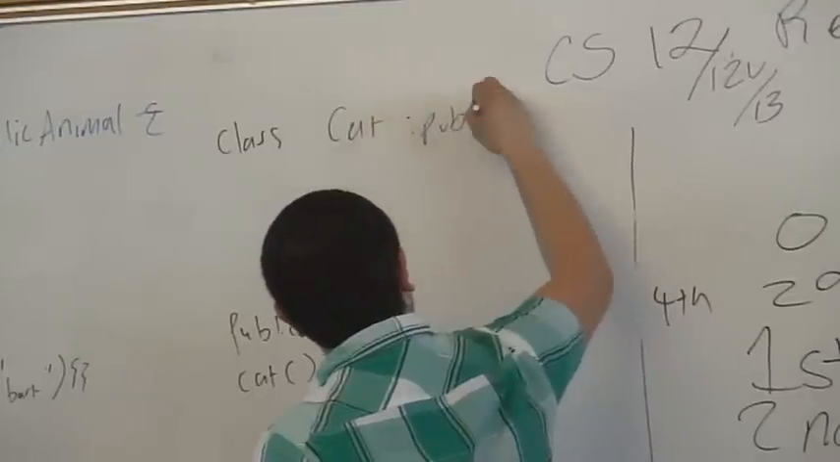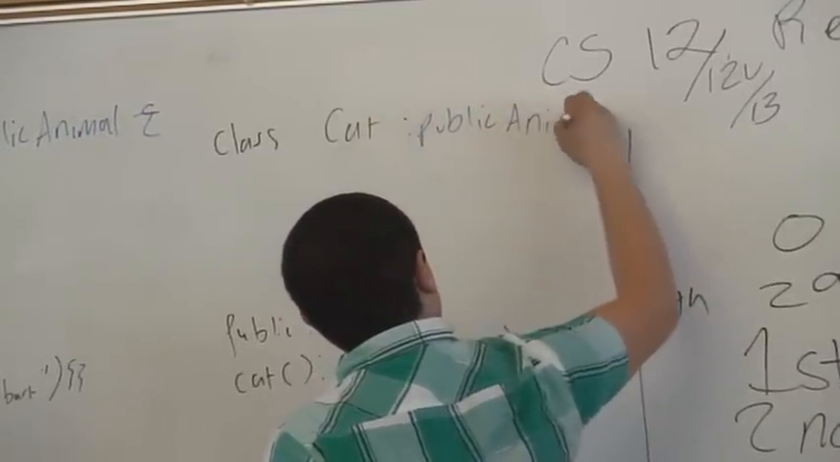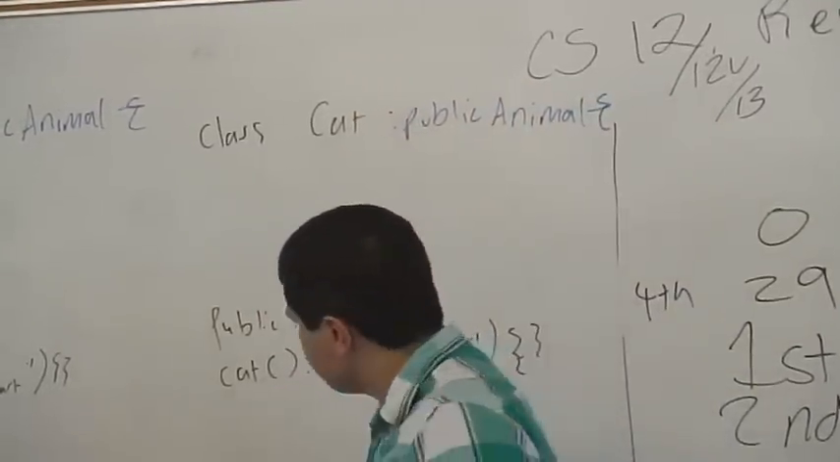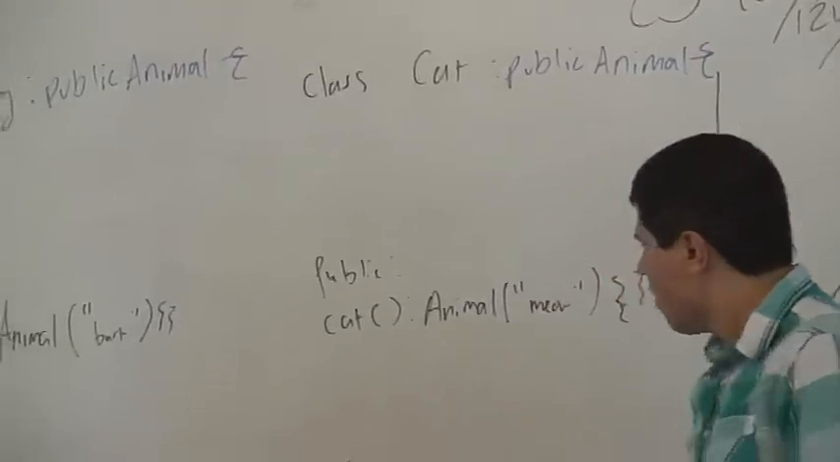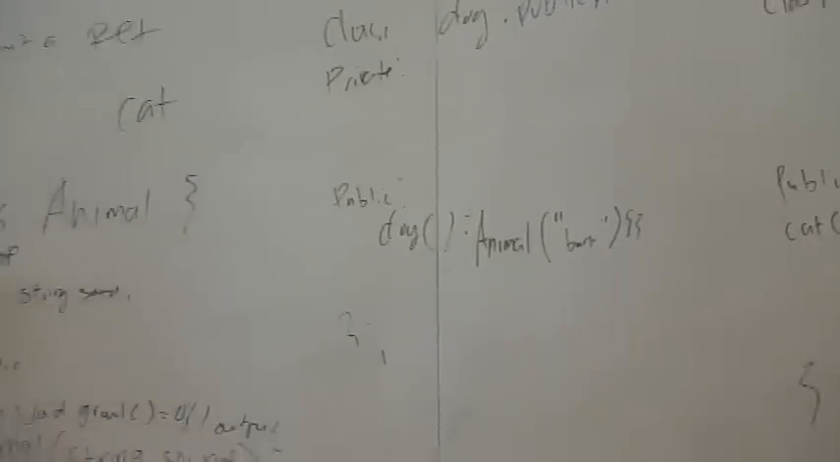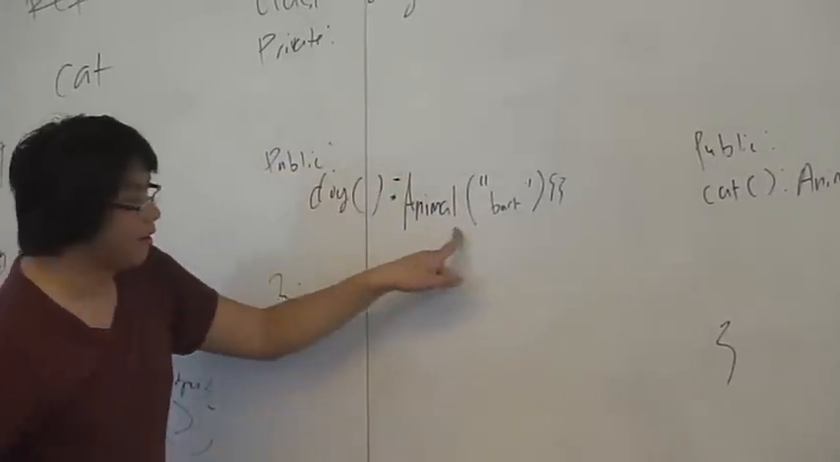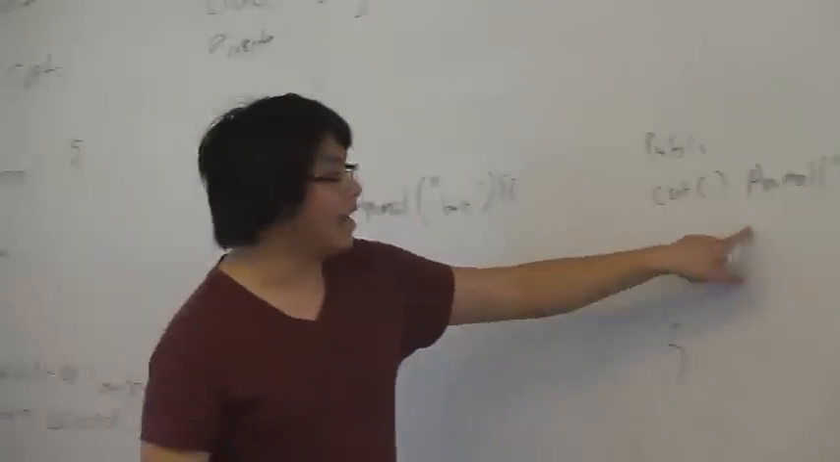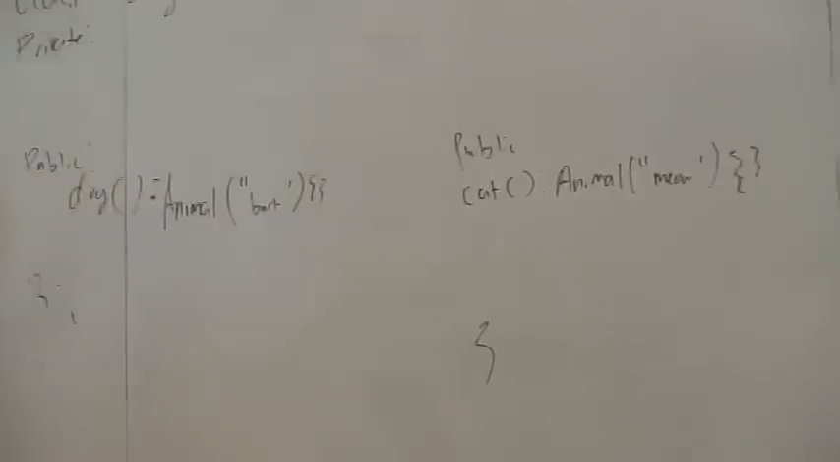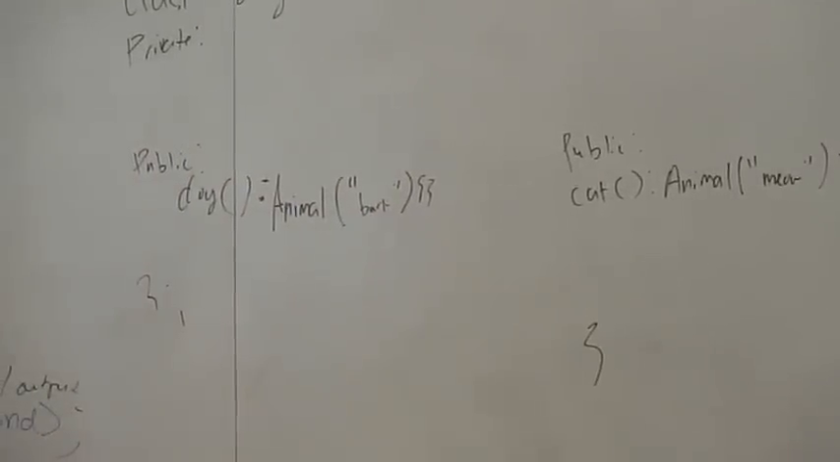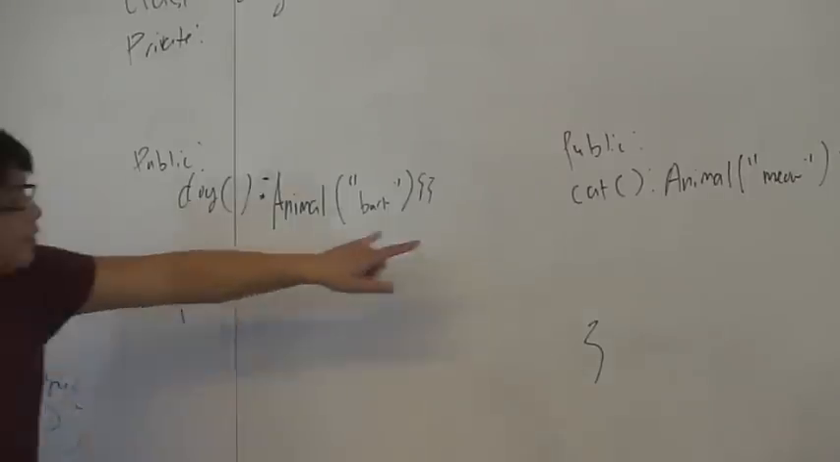A dog is an animal, and a cat is an animal, right? So that means that if a dog is an animal, it has to have an instantiation of its base class inside of it. So that's why we're initializing animal here to something, and we're initializing animal here to something. Everyone see that? Okay, so there's the differences between those, right?